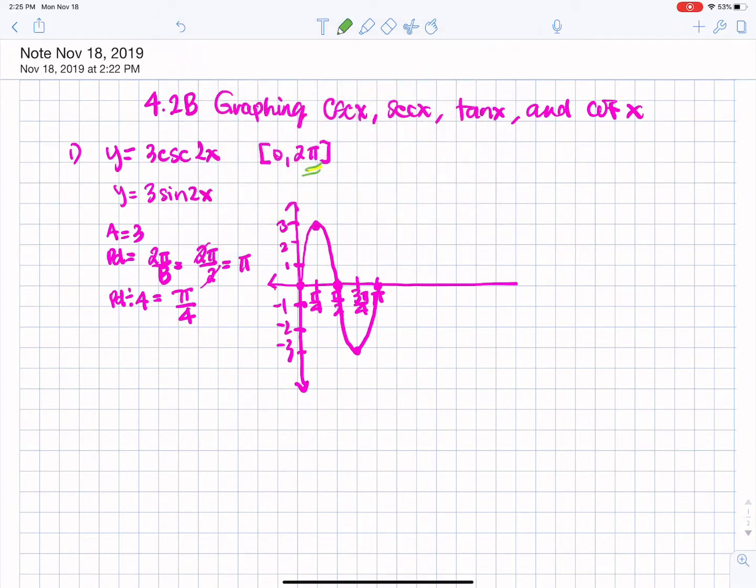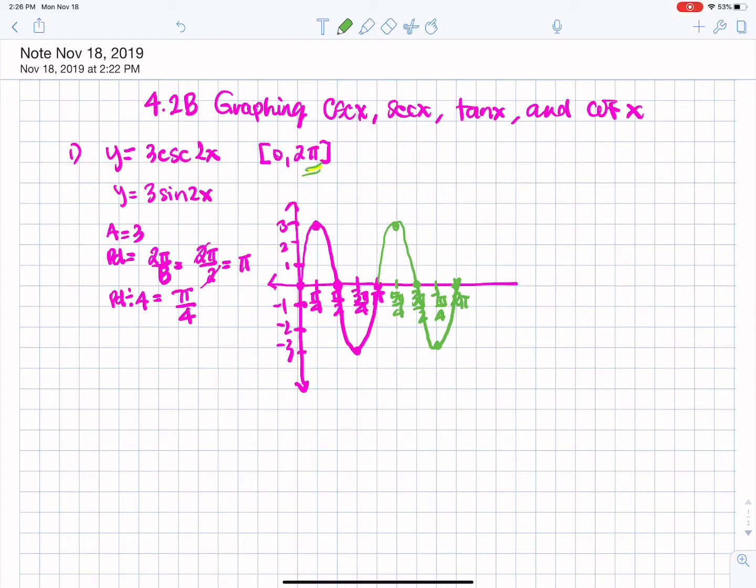So we're going to continue on the x-axis. So what's after 4/4? 5/4, 6/4, 7/4, 8/4 is 2 pi. So continue the sine graph. So we go back up 3, 0, down 3, 0.